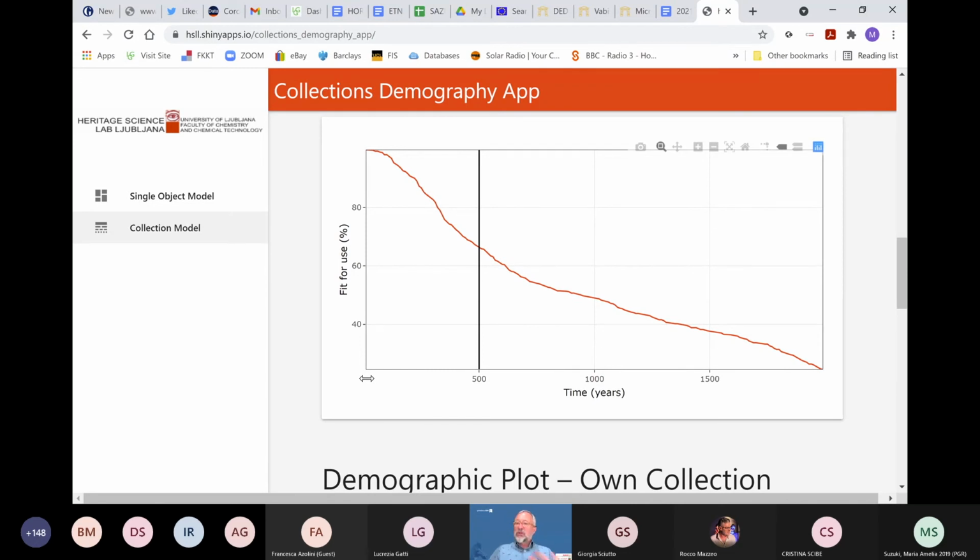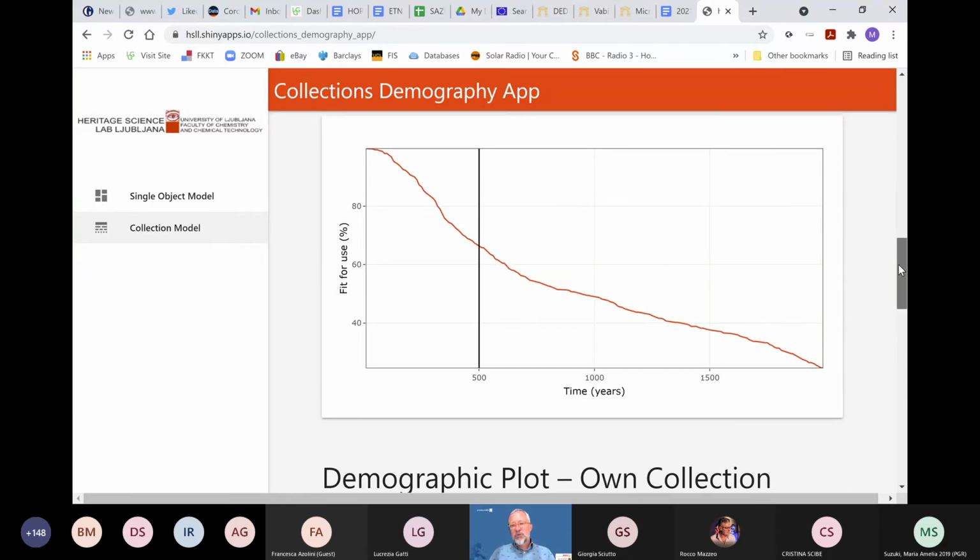And by modeling the lifetime, I actually mean how quickly individual objects in this collection will degrade into the future. We see that the fitness for use is postulated to be 100% at time zero, which is now, and that in approximately 50 years, at the conditions of storage, we will retain about 60% of our collection that is still fit for use, meaning that it can still be safely manipulated in a library or in a library reading room.